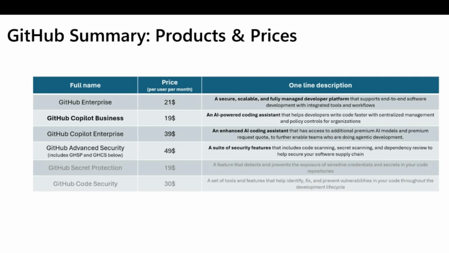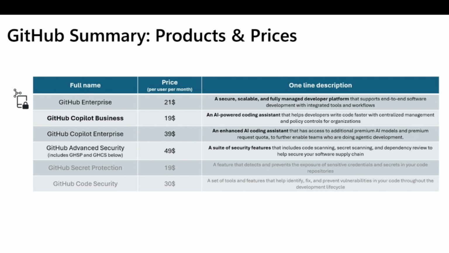In this table, we have different licenses with their name, their respective price, and a quick description of what they provide. Let's start with the first row, GitHub Enterprise. As the name suggests, a GitHub Enterprise license is a license for enterprise developers that allow them to have access to a secure, scalable, and fully managed developer platform.